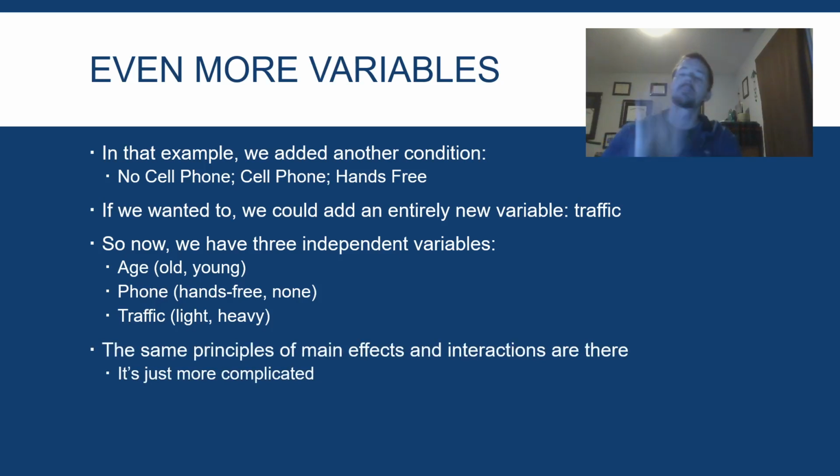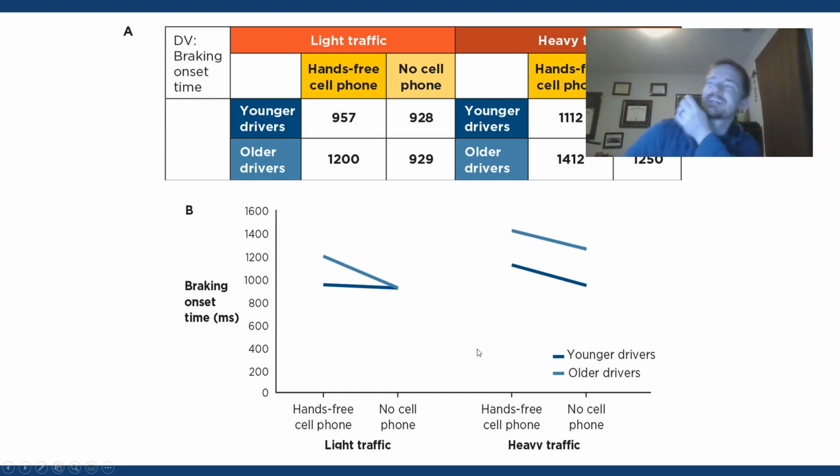And if we keep adding these independent variables, we can do that. It just makes things more complicated, but sometimes you need that for your particular kind of experiment. So looking at what we were just talking about, where we have young versus old, cell phone versus no cell phone, and light traffic versus heavy traffic, that is a 2x2x2. You can see that up here. Let me move myself.